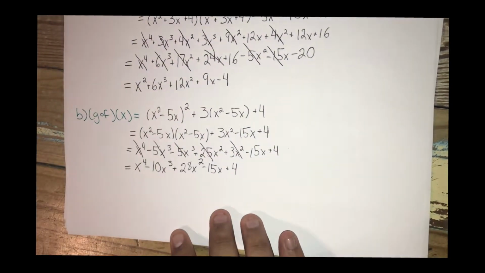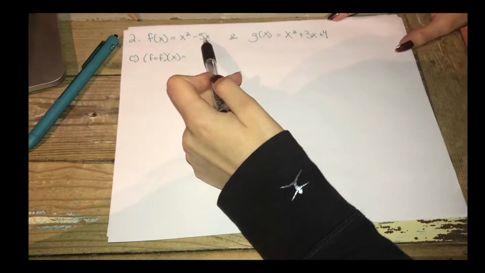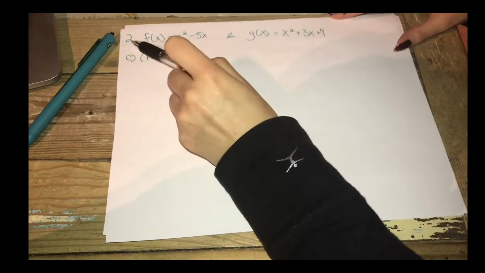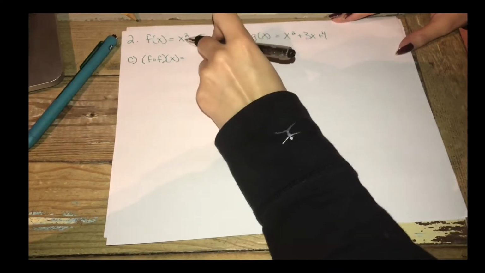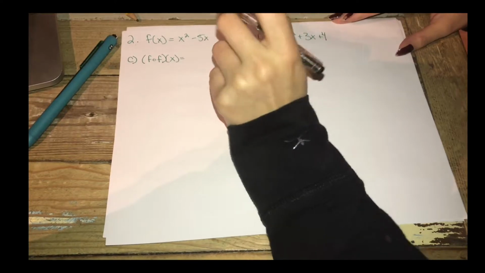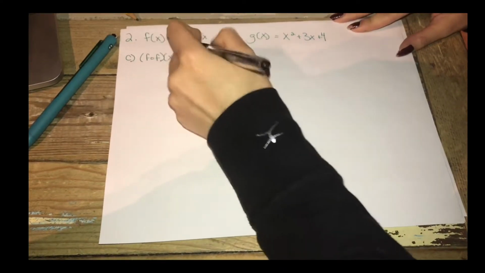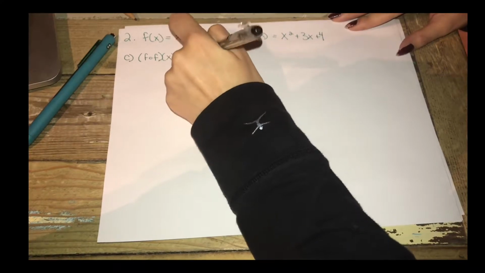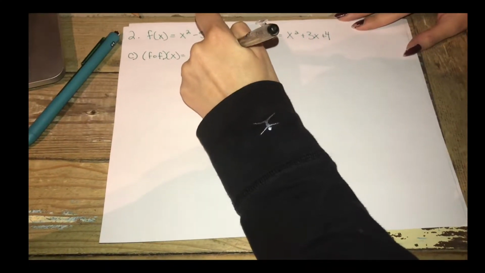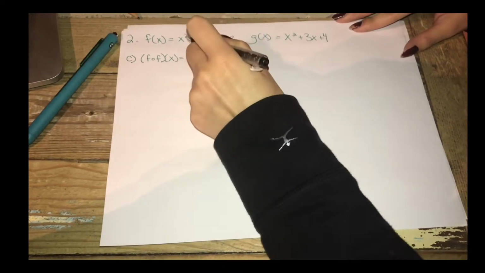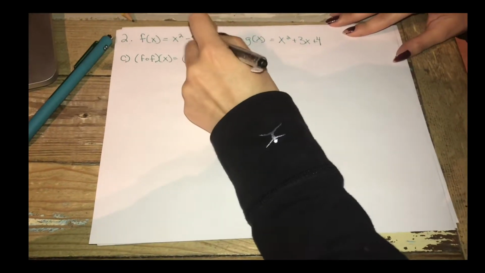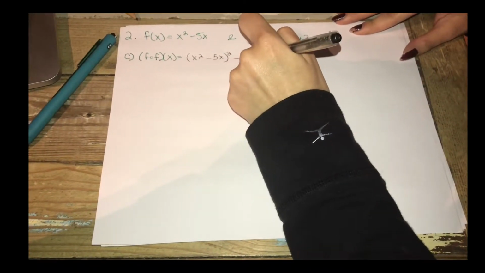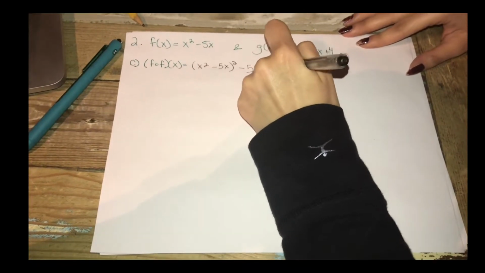For the second problem, continuing, it would be f of f of x. So you would use only the f of x equation and put it inside the other one. So substitute every x with f of x. So you would write x squared minus 5x, parentheses, squared, since it goes back to the x squared on the original equation. And then minus 5, and substitute that x with the f of x, which is x squared minus 5x.